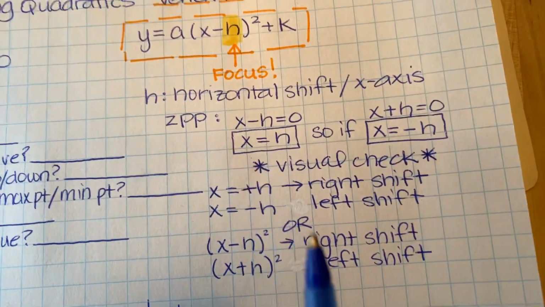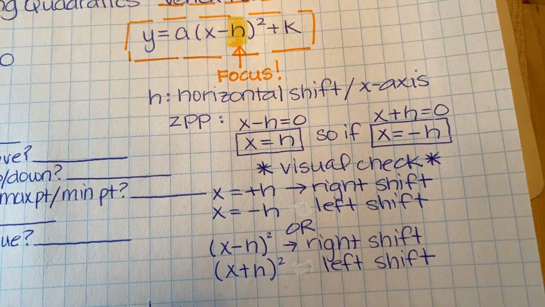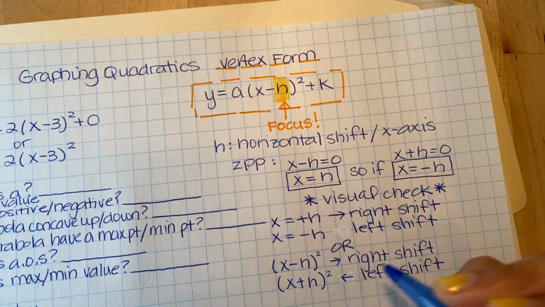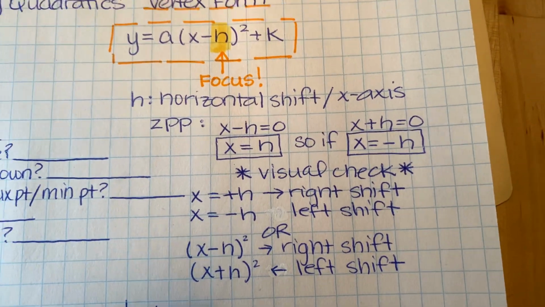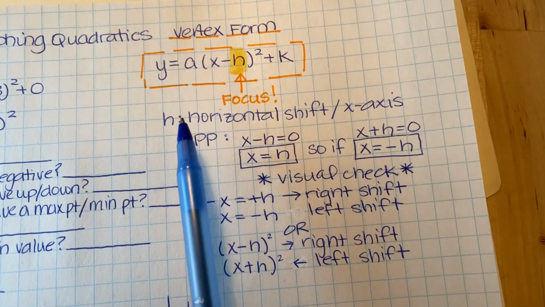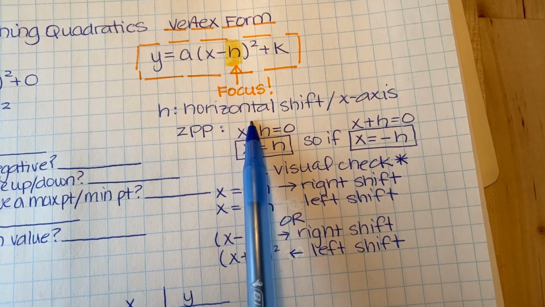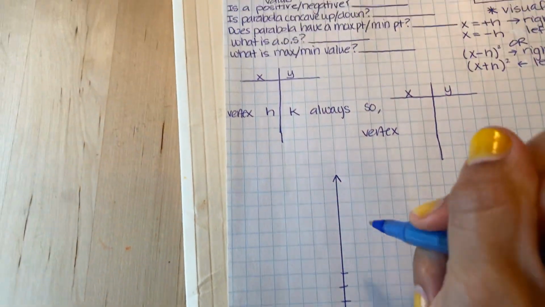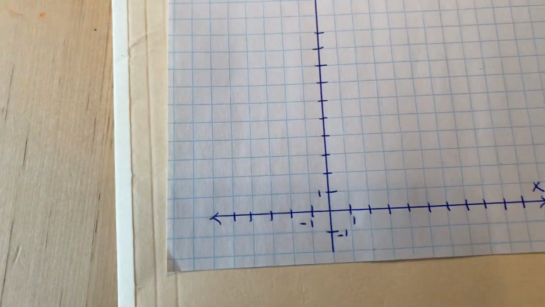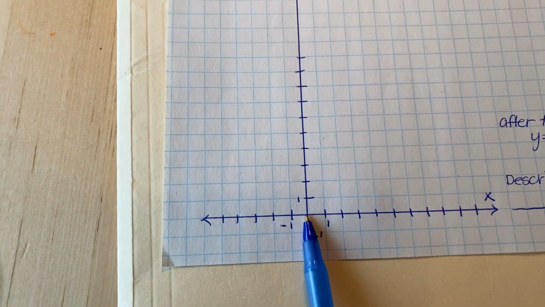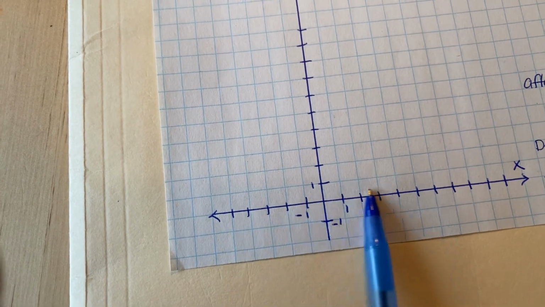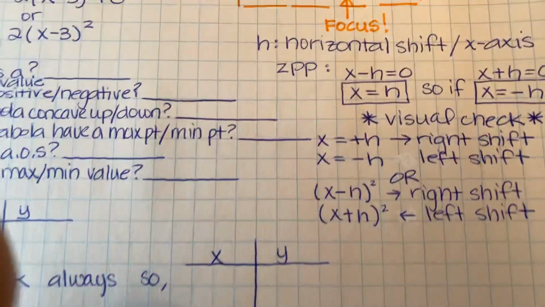Oh wait, we're gonna go back to this and I'm gonna refer to this again. Whoops, I just realized I didn't have my left arrow. I know I originally had it right. Right is not left. Okay, your H is your horizontal shift, your X axis. So that means this is your X, Y axis. Okay, so that H is a horizontal shift, meaning it moves left or right along this axis, okay?